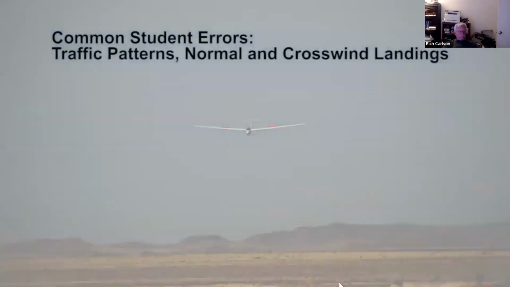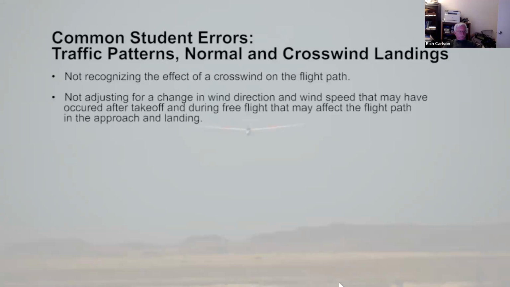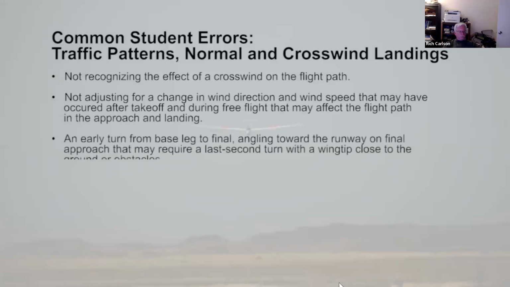Common student errors. Not recognizing the effect of a crosswind on the flight path. Not adjusting for a change in wind direction and wind speed that may have occurred after takeoff and during free flight that may affect the flight path in the approach and landing. An early turn from base leg to final, angling toward the runway on final approach, may require a last-second turn with a wingtip close to the ground or obstacles.